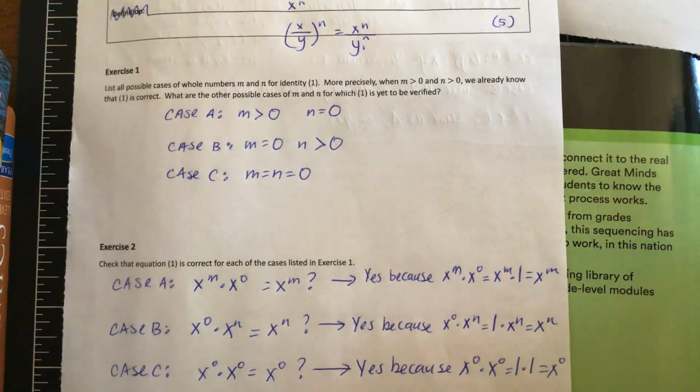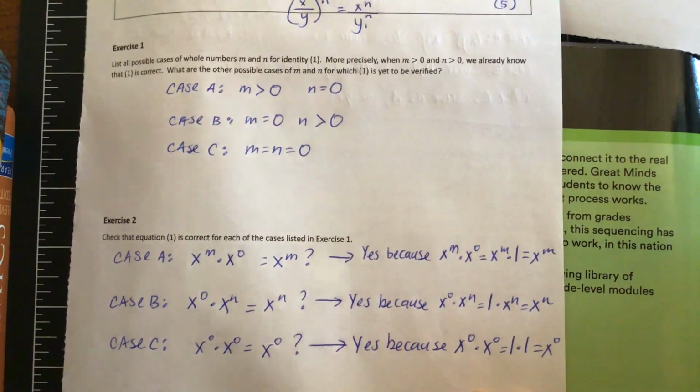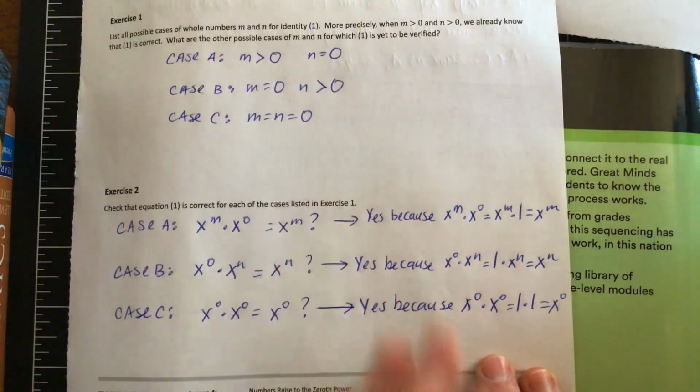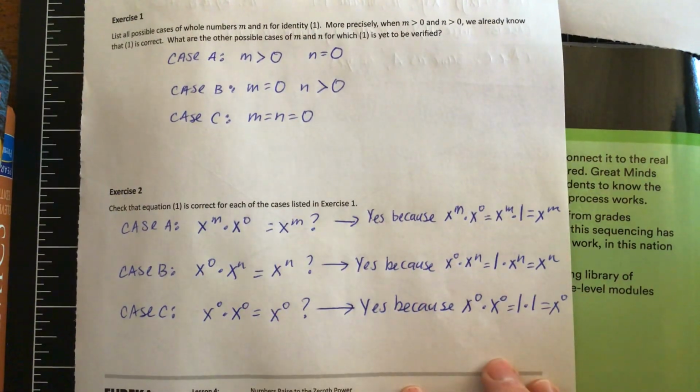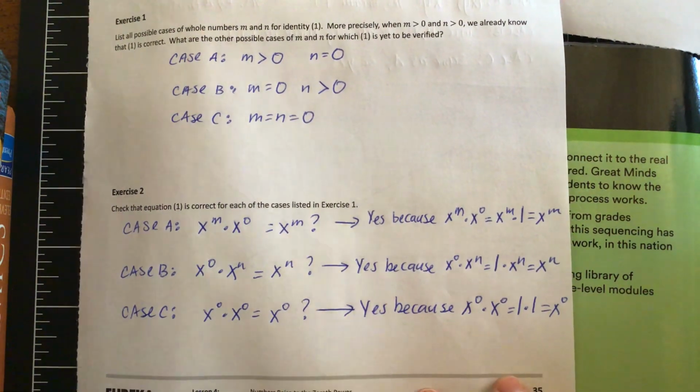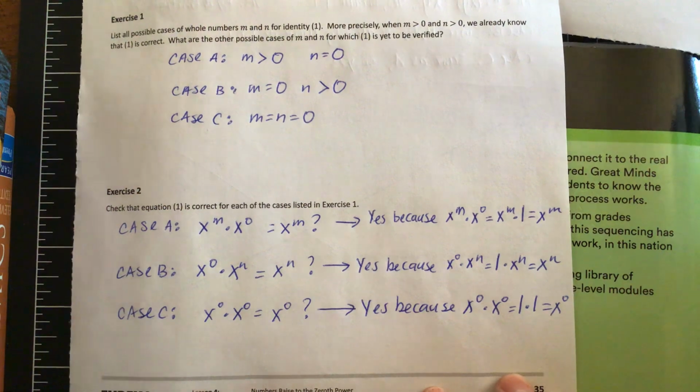Okay, so do you see what we're doing? We're just kind of proving the 0 exponent rule in many cases for which possibly we don't just have all positive integers, but we have other types of numbers involved as well.